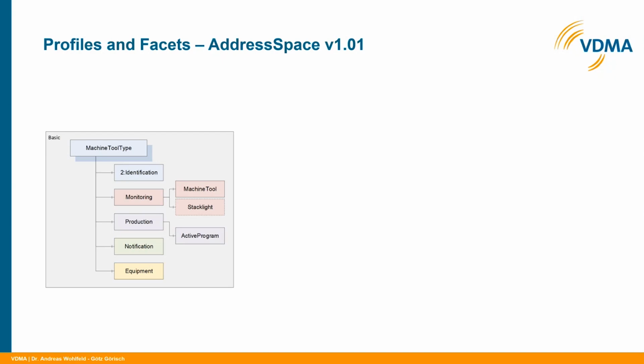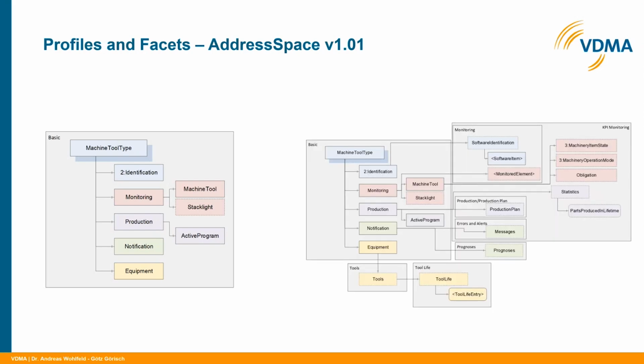If you see it in comparison to the full model, you see that for sure you need to add certain more features, certain more nodes, certain things, and the boxes around them basically show you how the facets are relating to the types and the instances we see here.